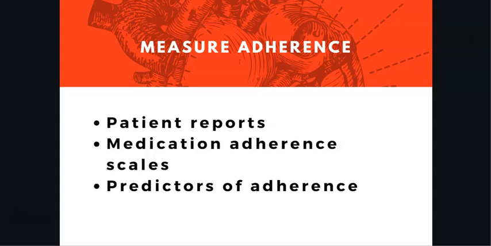So how do we measure adherence? Well, what the patient tells us. Are the symptoms improving? Is their blood pressure coming down? Is their blood glucose coming down? Are there scales you're going to use to see if maybe that is an improvement?